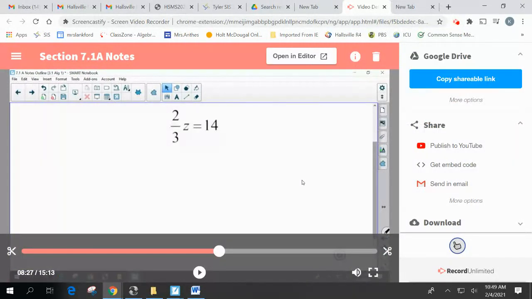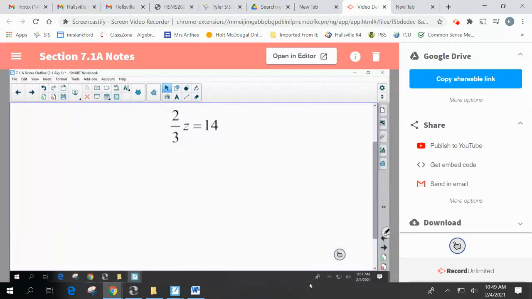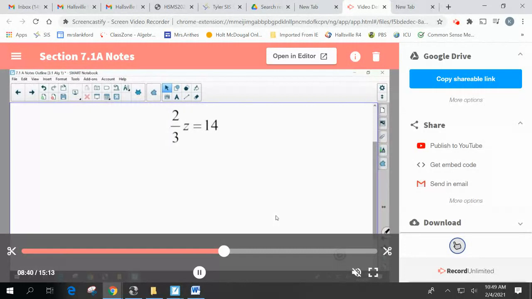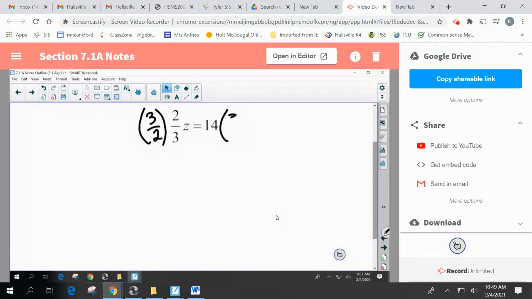Okay, so 2/3 z equals 14. So we are going to keep, change, flip, or flip and multiply, I should say. So we're going to flip the fraction and multiply each side by 3 over 2. So we end up with z equals 21.